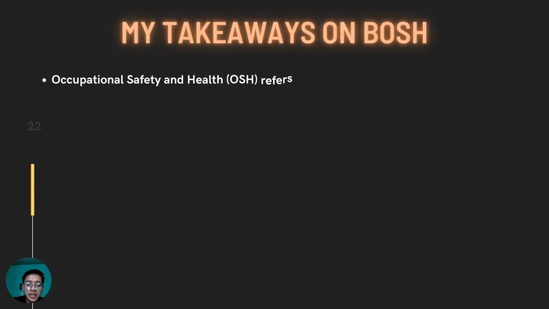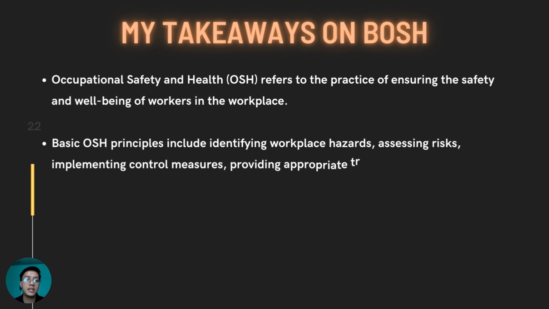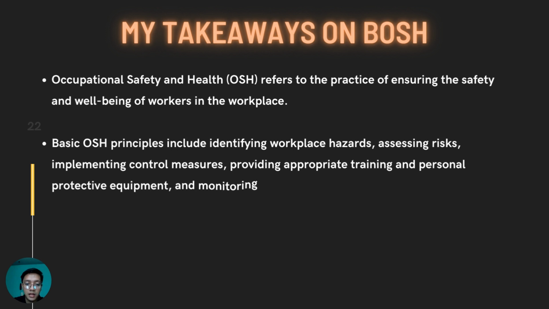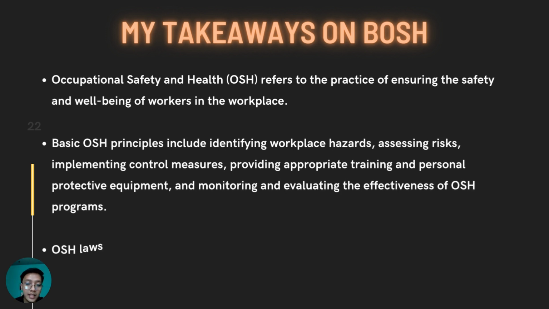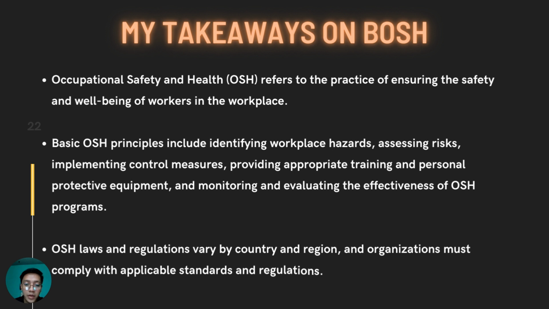And for the last part of my presentation, I include my takeaways on OSH. First, occupational safety and health refers to the practices of ensuring the safety and well-being of workers in the workplace. The basic OSH principles include identifying workplace hazards, assessing risks, and implementing control measures, providing appropriate training and personal protective equipment, and monitoring and evaluating the effectiveness of OSH programs. Followed by that, OSH laws and regulations vary by country and region, and organizations must comply with the applicable standards and regulations.